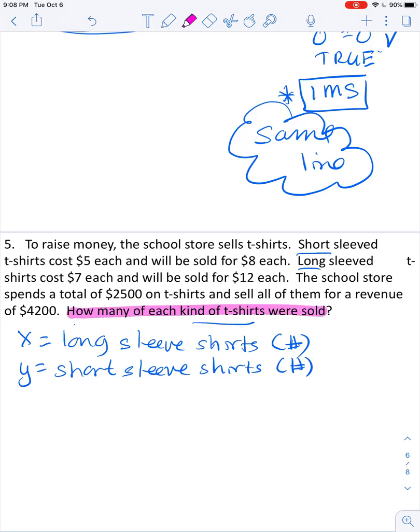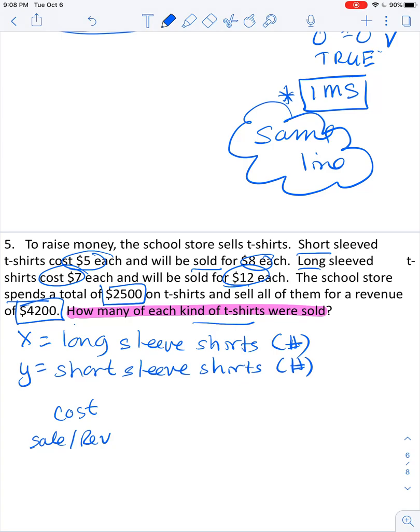So what I like to do with these is say, okay, I used up that information. As I'm reading this, the short sleeve t-shirts cost $5 and will be sold for $8. Long sleeve costs $7 and will be sold for $12. The school store spends a total of $2,500 and sells them for a revenue of $4,200. So basically, my two equations are going to be what is my cost and what is my sale price, or my revenue. And I have to piece those together.